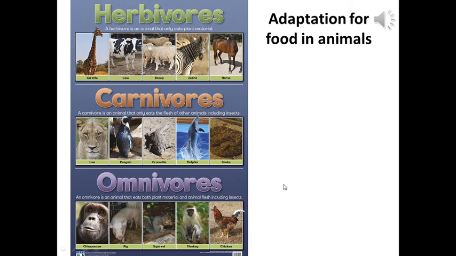The detailed discussion about the food habits of animals will be discussed in the lesson on nutrition. Here we are only considering the general idea of herbivores and carnivores. A detailed discussion will be taken up later when we discuss nutrition in living organisms.